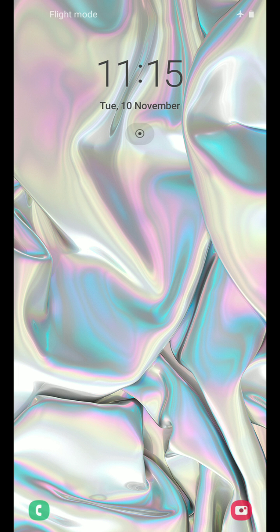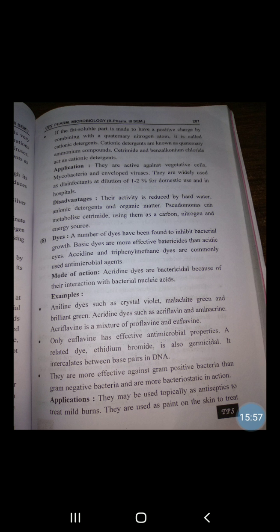There are some disadvantages of ethylene oxide. First, it is highly toxic. Second, it is irritating to the eye and irritating to the skin. Next disadvantage, it is highly flammable. It is also mutagenic and carcinogenic.